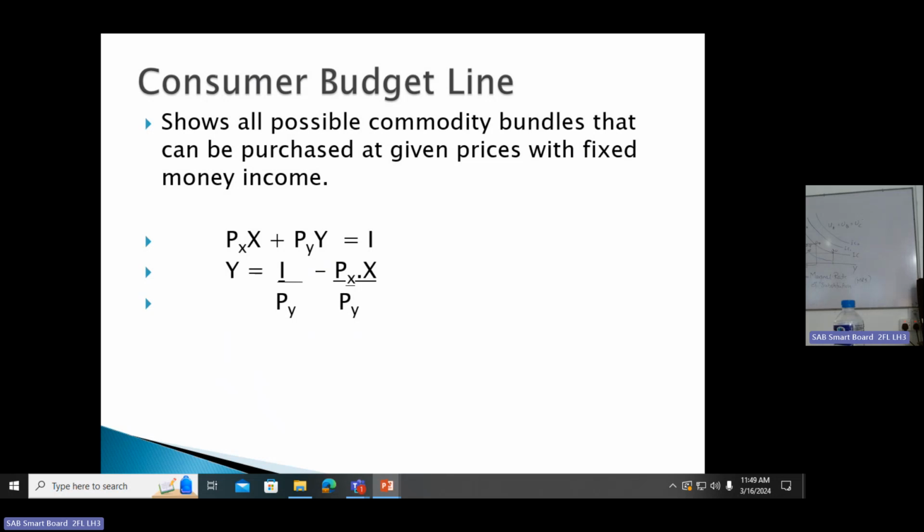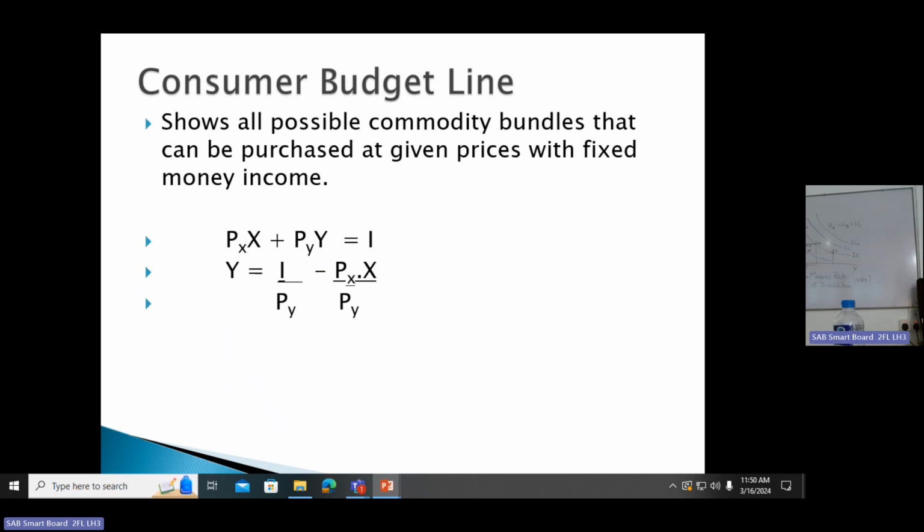This explanation was mathematics, especially after the equation. Okay, so this is the equation for the budget line. There is an intercept point: I over Py, and then minus Px over Py into x, multiplied by the quantity of product x. So this is the equation for the budget line. Is it okay?